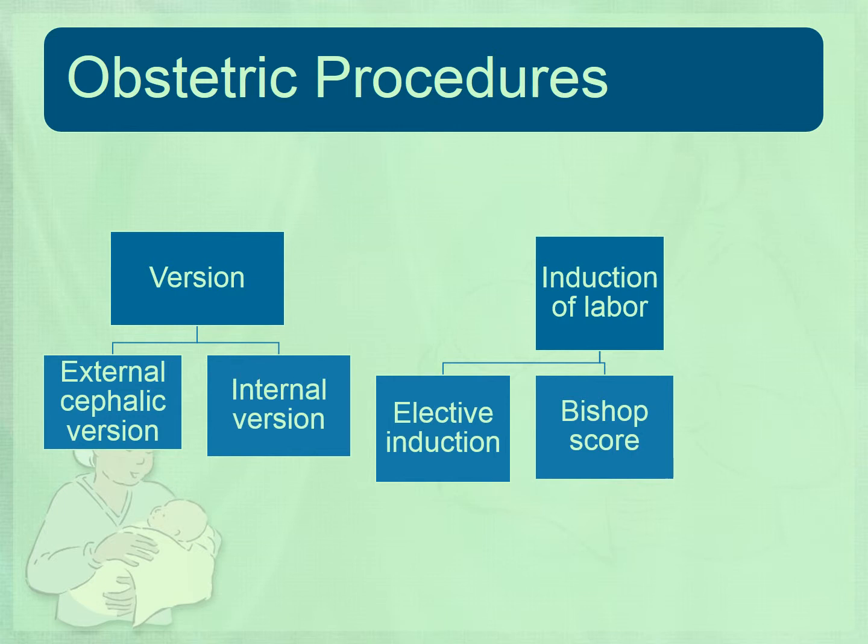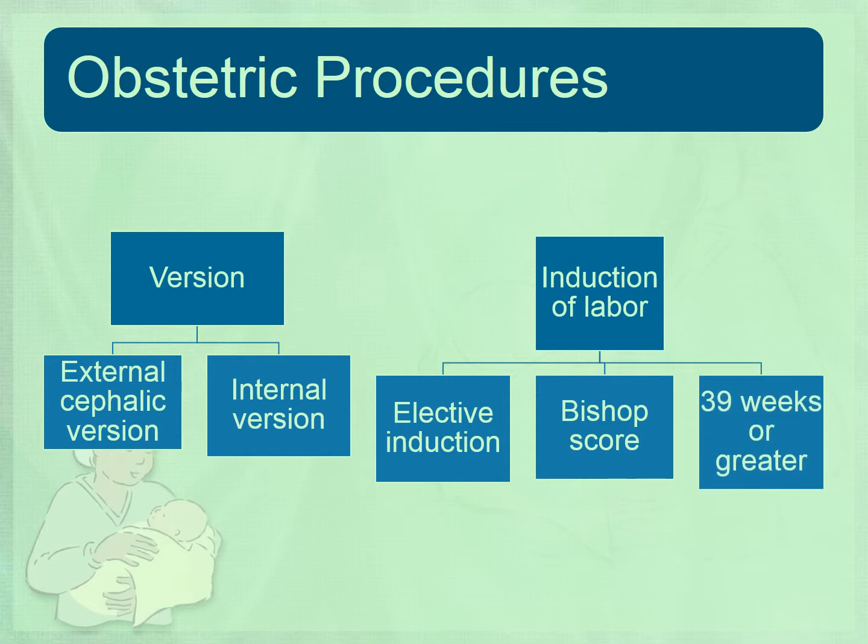A Bishop score can be used to evaluate inducibility. A score of 8 or more on this 13-point scale indicates the cervix is soft, anterior and 50% or more effaced and dilated 2 centimeters or more. The American Academy of Obstetricians and Gynecologists and the American Academy of Pediatrics do not recommend elective inductions until the pregnancy has reached 39 weeks gestation or greater.